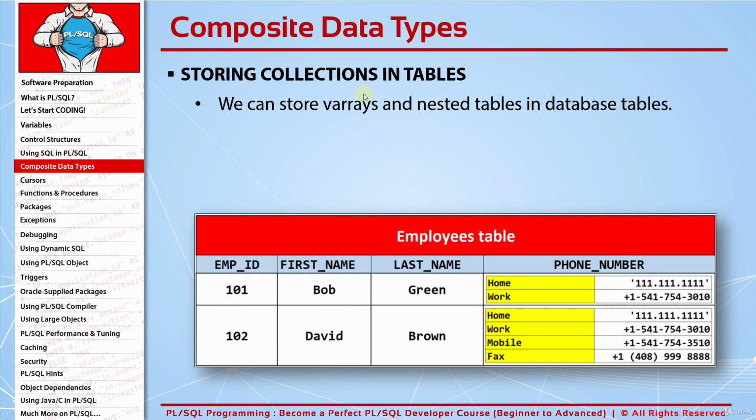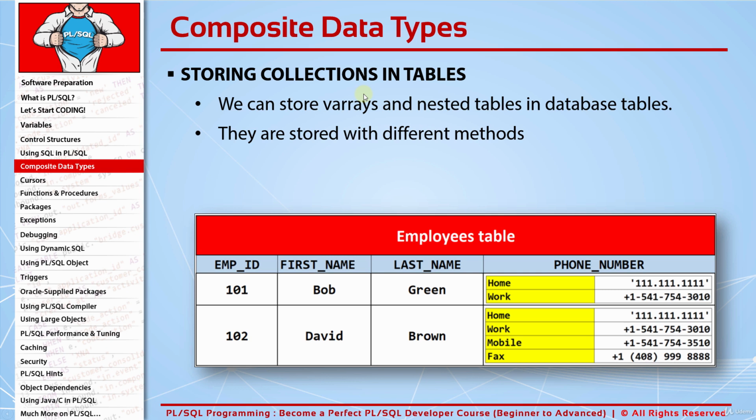In our previous lectures, we said that we can store V-arrays and nested tables inside our tables. But we cannot do that with the associative arrays because we cannot create associative arrays at schema level. The Oracle database stores V-arrays and nested tables with some different methods. They differ in both coding and storing style. So we will start with the V-arrays and then continue with the nested tables.